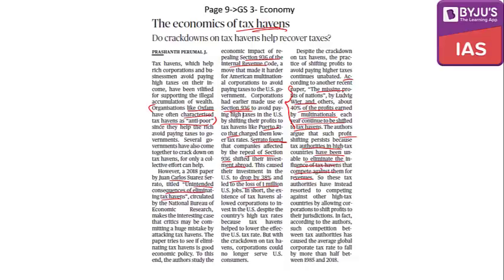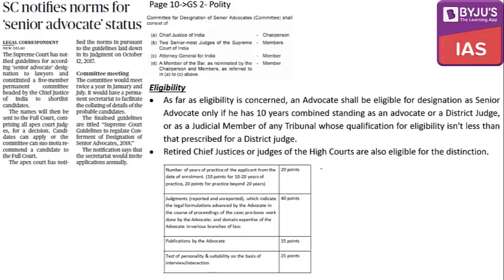So moving on, let's look into the next article. The next article says Supreme Court notifies norms for senior advocate status. So what exactly is the context? The context says the Supreme Court has now notified guidelines for according senior advocate designation to lawyers, and it has constituted a 5-member permanent committee which is headed by the Chief Justice.